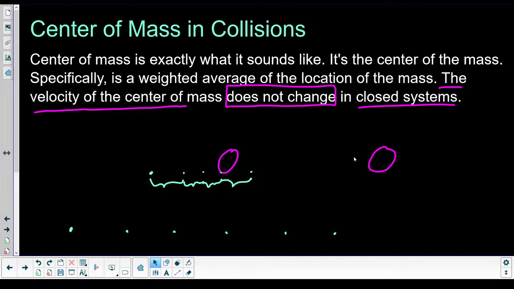Maybe tomorrow. But anyway, center of mass does not change velocities during collisions. It does not change in a closed system. We're going to use that to our advantage later. Okay. Basically, memorize that fact. I've seen like 3 AP questions that say, what happens to the center of mass when these things bump into each other? And the answer is always, they don't change.